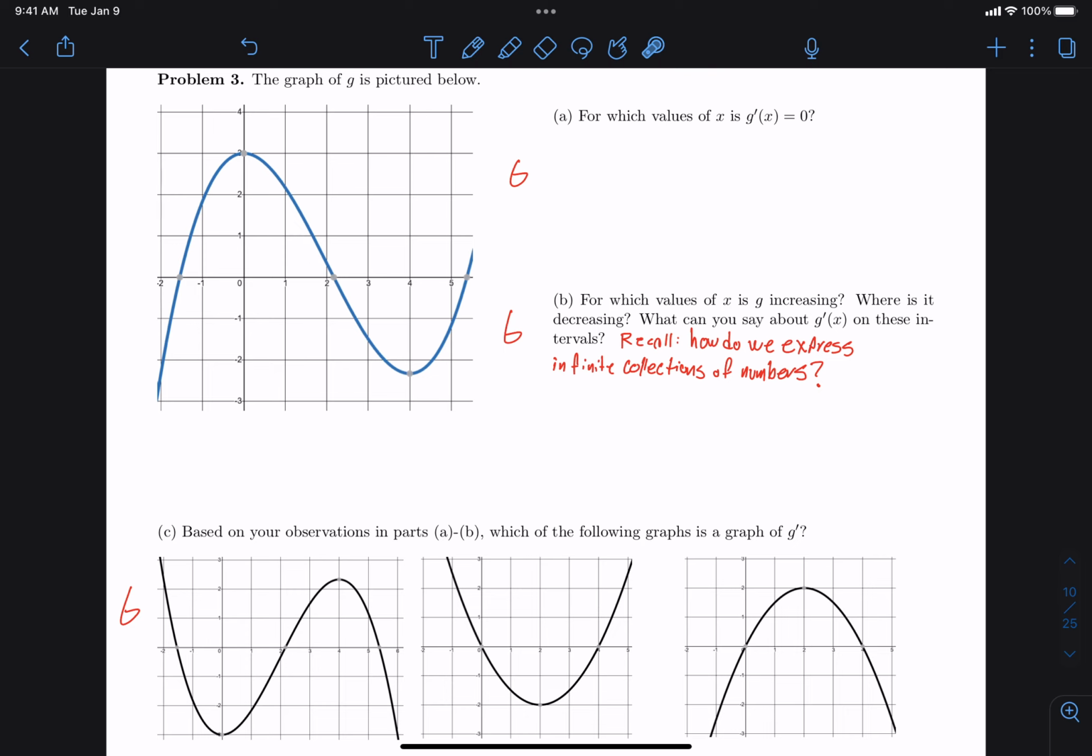Does anybody remember how we describe infinite collections of numbers? A range, which can be expressed in terms of... Yeah, you're on the right track. What do you call that? When we put one number, and then another number. What do we call these guys? A set. But this one in particular is a special kind of set, which has another name on top of that. Intervals. There we go. Okay, so we're going to need to use intervals for part B. All right, then part C, self-explanatory. So go ahead and get started.